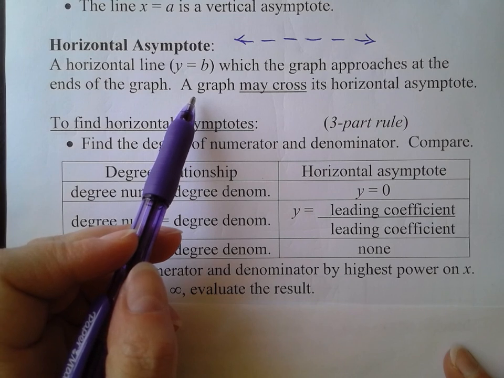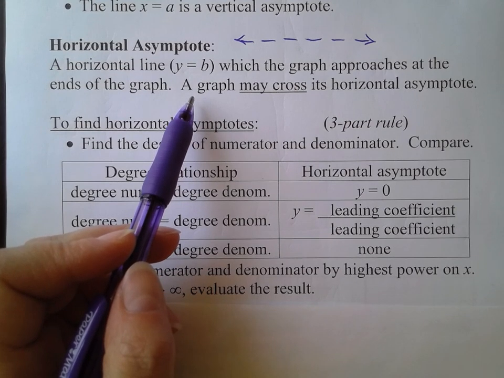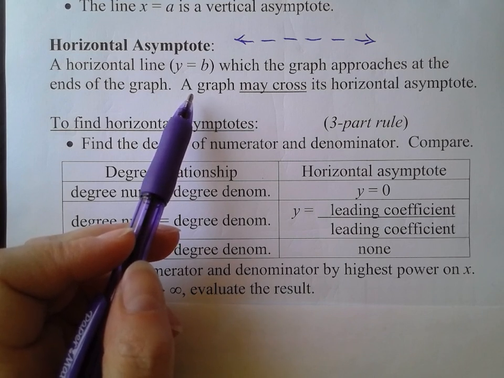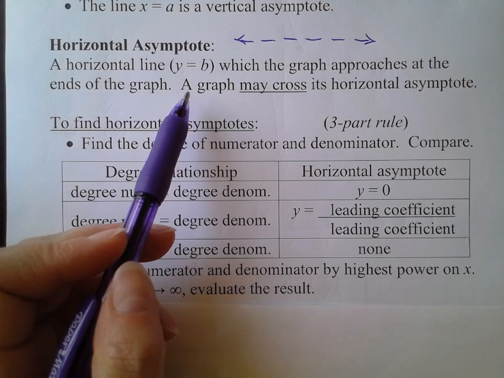Because it's the end behavior, really the horizontal asymptote is not something that governs the function in the middle. It just governs it at the end where x goes to infinity or negative infinity. So it's possible that it could cross the horizontal asymptote.